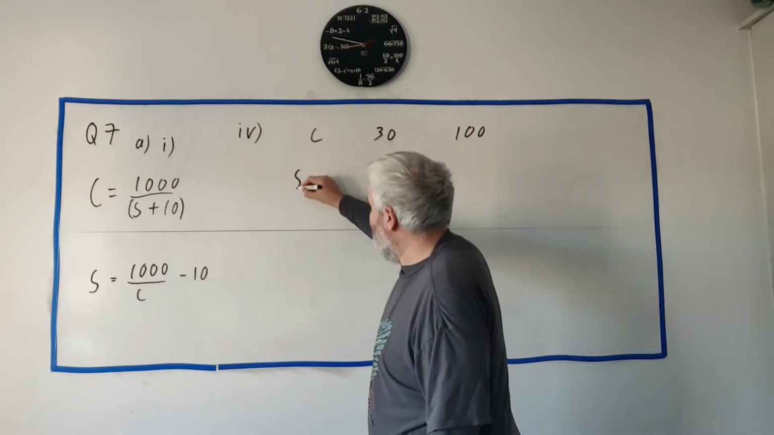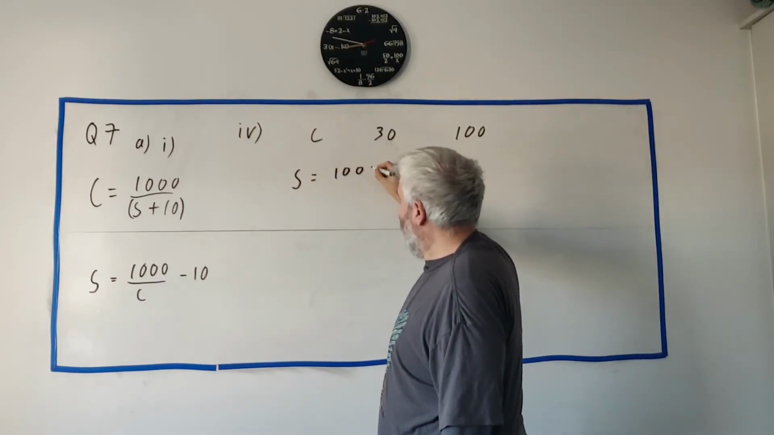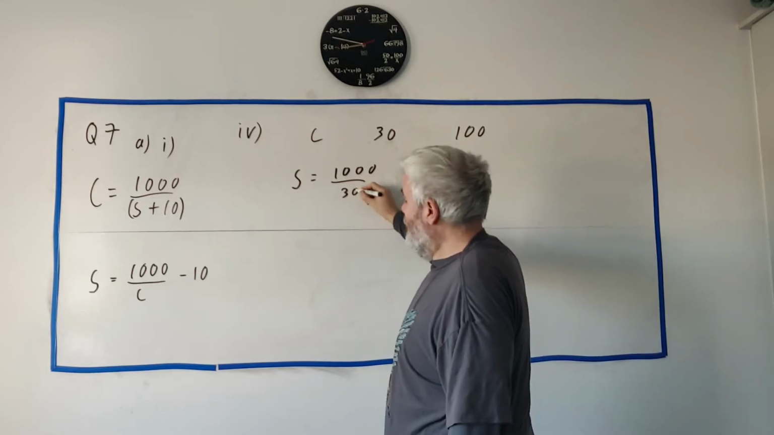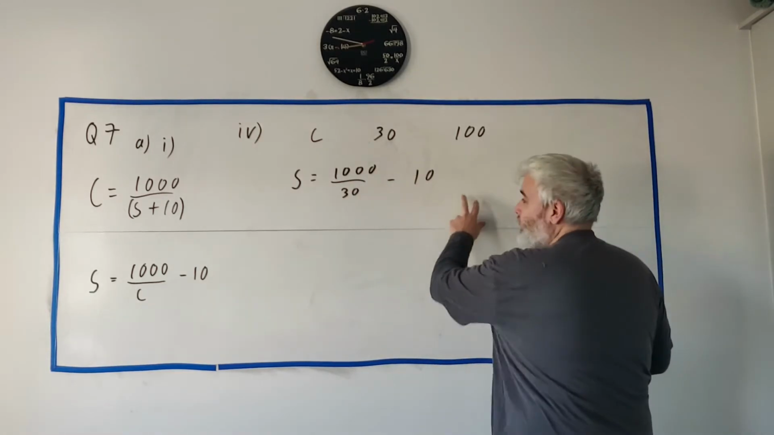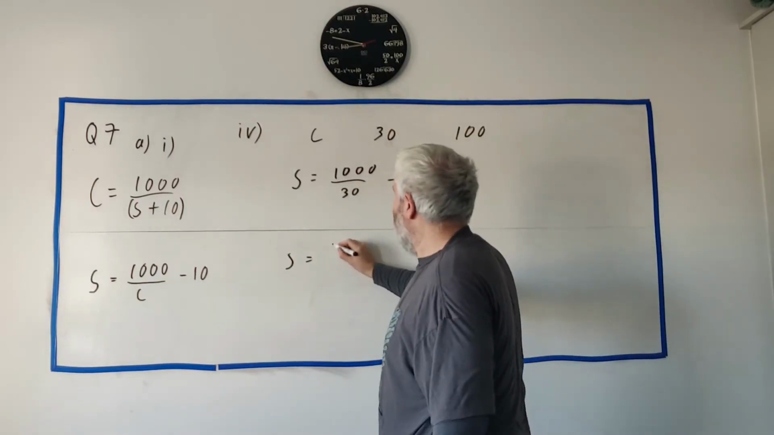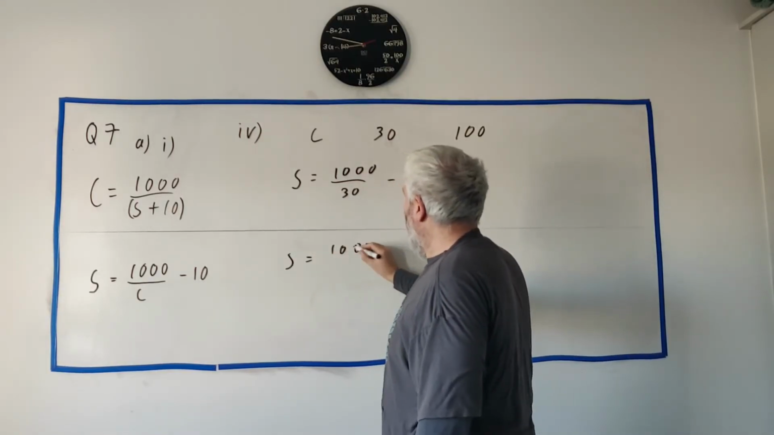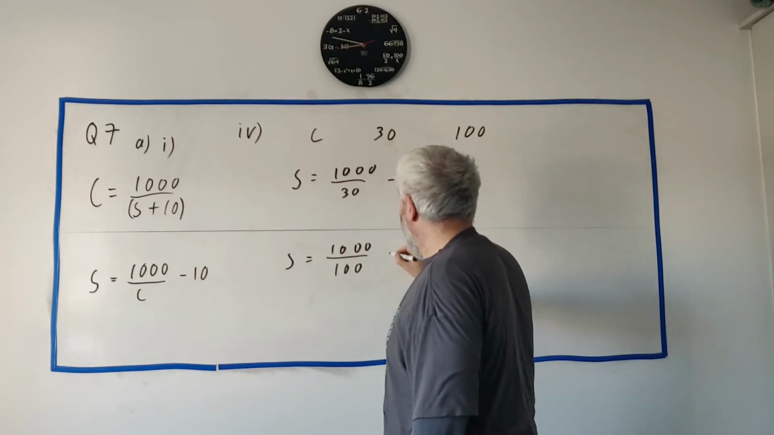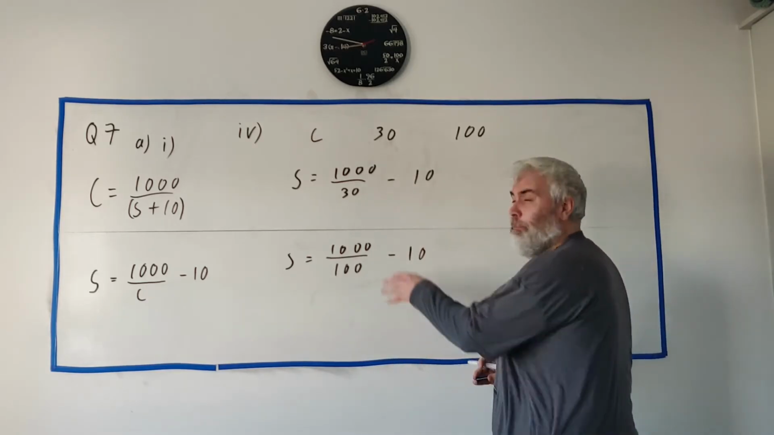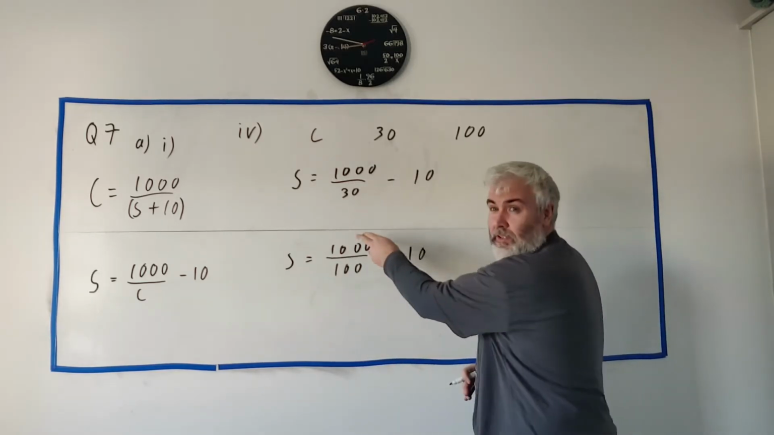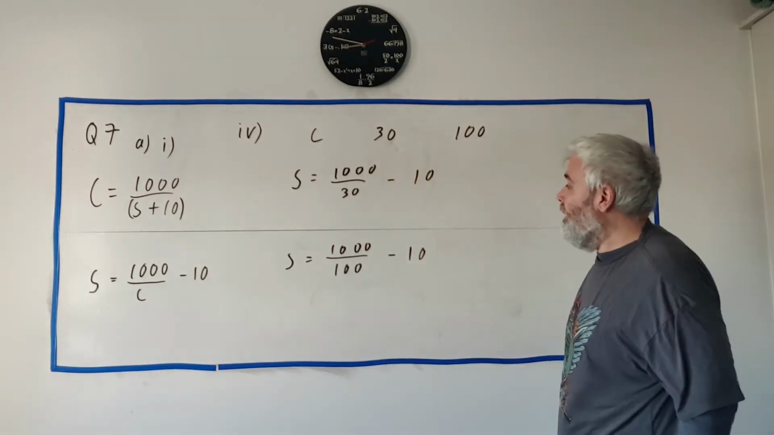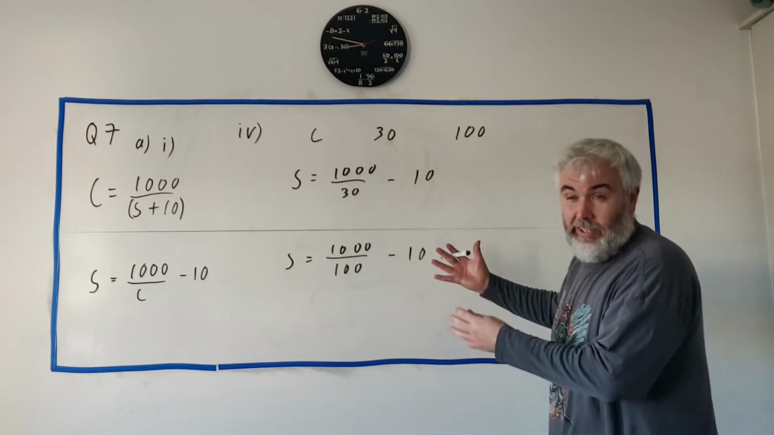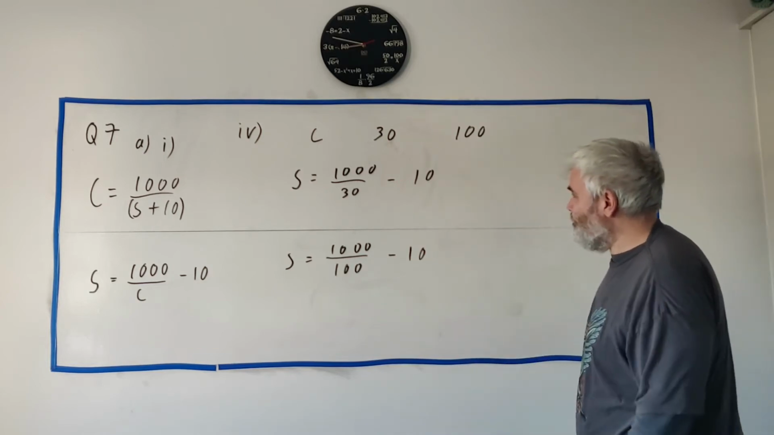So I'm going to put in S is equal to 1000 over 30 minus 10. And then I'm going to put in S is equal to 1000 over 100 minus 10. You can go ahead and put in more numbers if you want, 30, 40, 50, 60, just to test out the experiment, but I'm going to show you that this works fine.